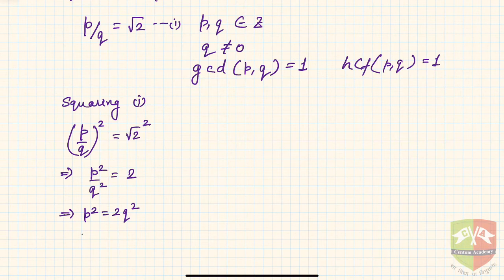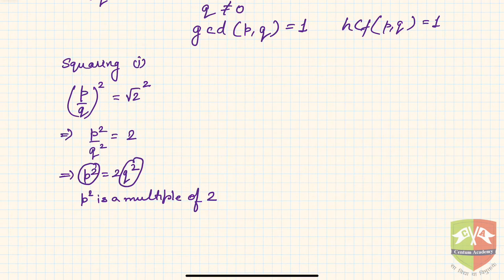That means p squared is a multiple of 2. That means 2 divides p squared, isn't it? Because p squared is equal to 2 times something. Now q squared is also an integer, so 2 times an integer is another integer. That means p squared is a multiple of 2. If p squared is a multiple of 2, guys, then p is also a multiple of 2.